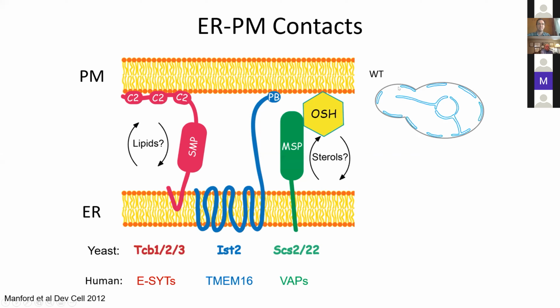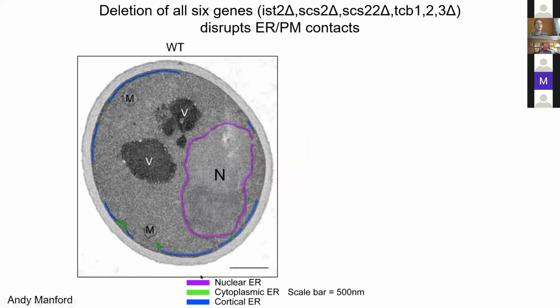Now, normally a yeast cell has much of its ER in contact with the plasma membrane, but we found that if you delete all 6 of these tethering proteins, the cortical ER is mostly lost, and you gain this sort of cytoplasmic tangle of ER. You can nicely see this using electron microscopy. In this micrograph, the ER has been false colored. The blue represents cortical ER, green is cytoplasmic, and purple is the nuclear envelope. You can just appreciate how much of the ER in yeast is in contact with the plasma membrane.